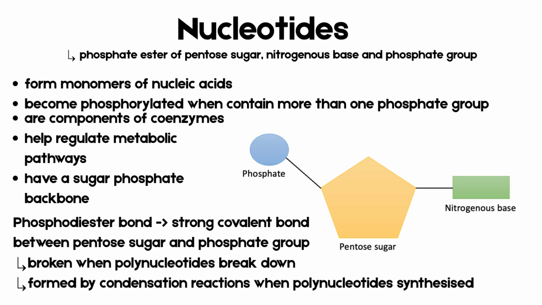Nucleotides link together with a phosphodiester bond, which is a strong covalent bond between the phosphate of one nucleotide and the sugar of the next. These bonds form through condensation reactions and are broken when polynucleotides are digested.